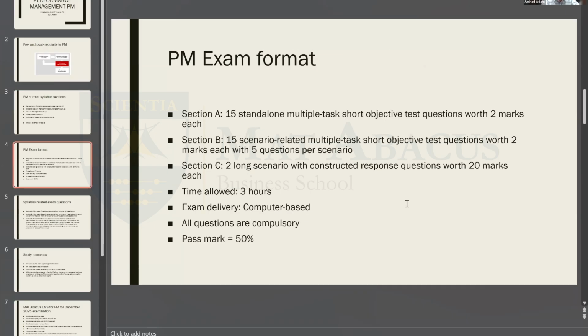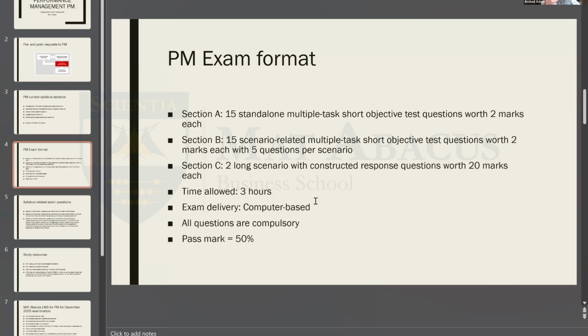Now, the exam format is that you got an exam paper which is going to give you 3 hours. All exams of ACCA are now computer-based. And from this year onwards, you have to come to the exam center. So at MAT Abacus, we're an exam center. So you can come over and sit for the exam here.